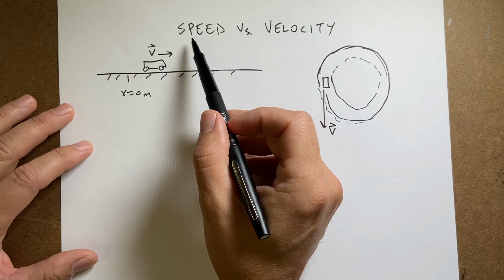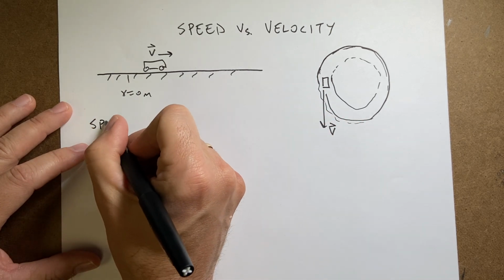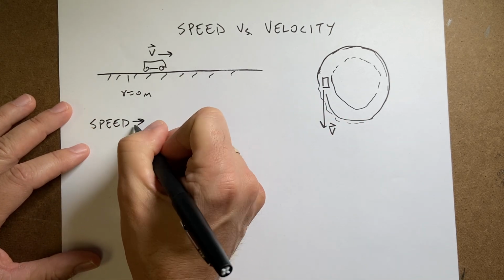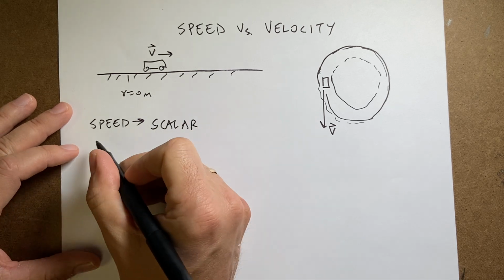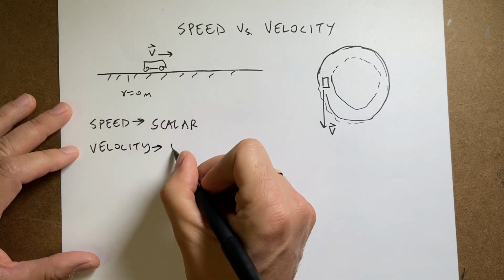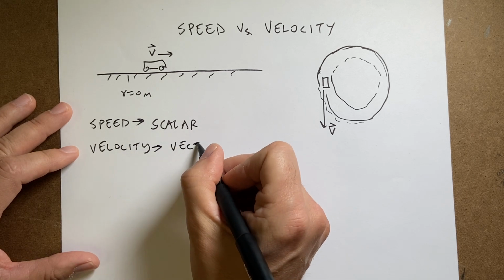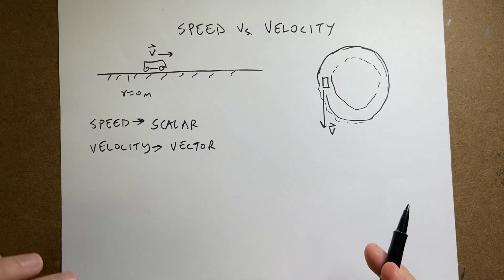What's the difference between speed and velocity? Okay, so this is how you see it a lot of times. Speed is a scalar. Velocity is a vector. I mean, that's not fully it, okay?